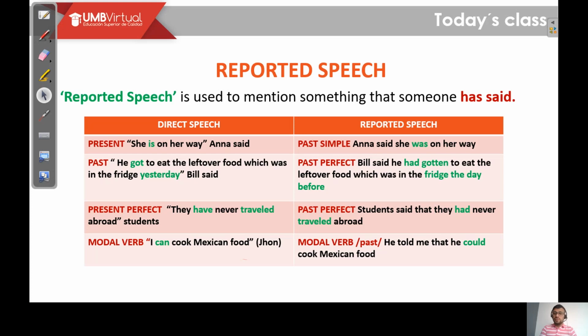Report speech is used to mention something that someone has said. Esto nos sirve para expresar cosas que hemos escuchado de alguien más. Es el teléfono roto, ¿sí? Más o menos. Yo escucho esto de esta persona y yo digo que esta persona dijo tal cosa. ¿Listo? Tenemos dos formas de hacer ese reporte. Un reporte directo, vamos a utilizar quotations, y un discurso reportado, ¿sí? Que es más indirecto porque doy yo mi interpretación de eso.